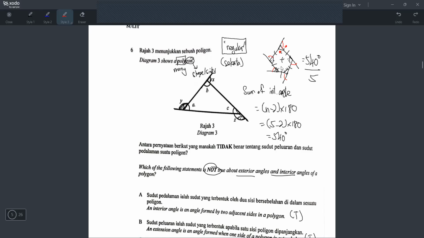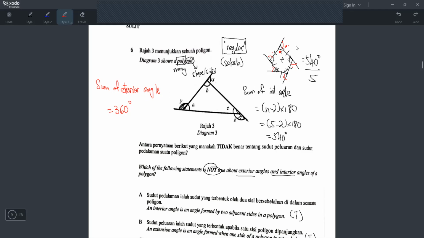But there is some extra knowledge for exterior angle. When you take the sum of all the exterior angles, it will always be 360. Okay, it will always be 360. Doesn't matter how many sides. Even if it's a triangle, the sum of exterior angles will always be 360.